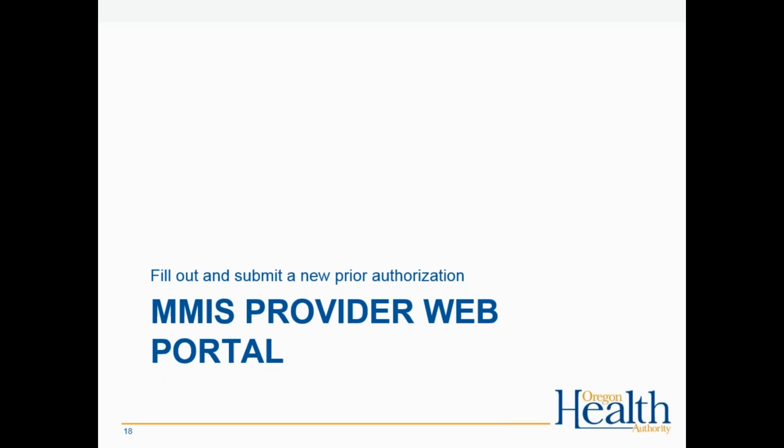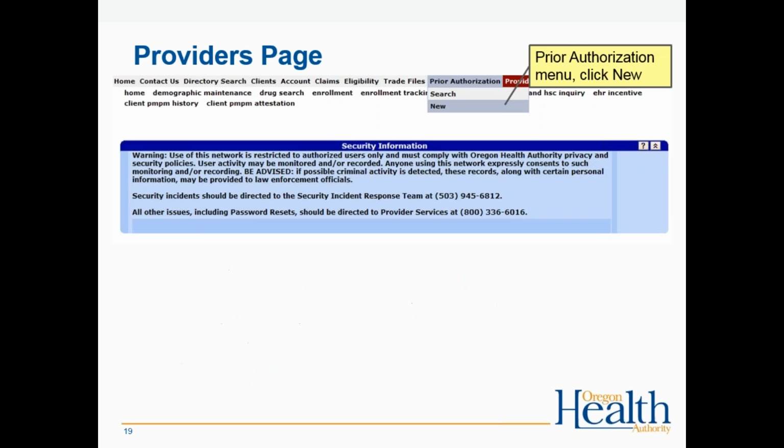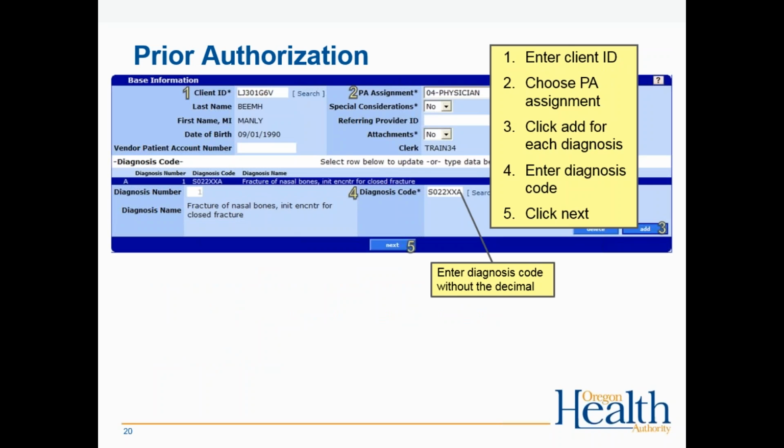So filling out and submitting a new prior authorization on the provider web portal, you would first of all make sure that you are logged into the correct provider ID. And then under prior authorization, you would click on New. It would take you to this screen. This is the first of 3 screens that you need to fill out in order to submit a prior authorization. You'll see required items listed on the right and numbered, and also what steps you would take.